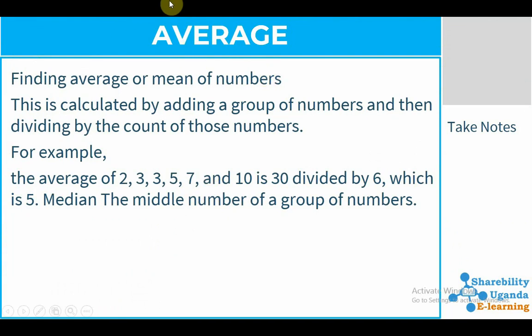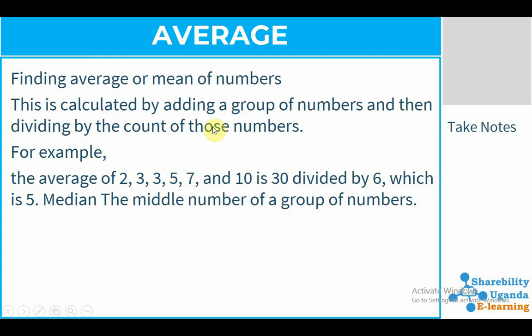Our topic, as we have said, is average. We shall see how we find average. Here they are saying finding average or mean. That means when they ask you the mean of a number, it is the same as average. This is calculated by adding a group of numbers and then dividing by the count of those numbers.